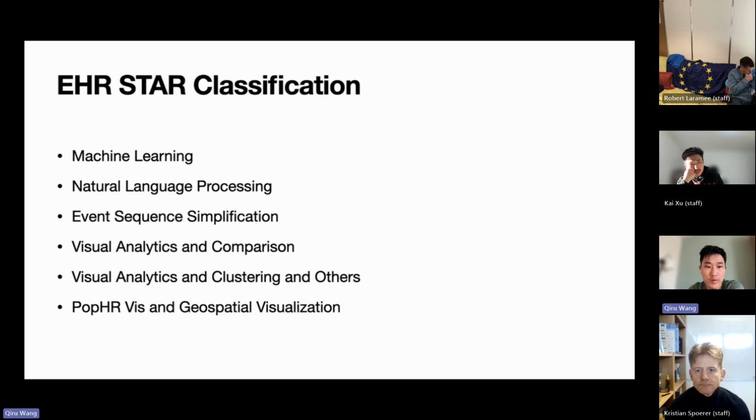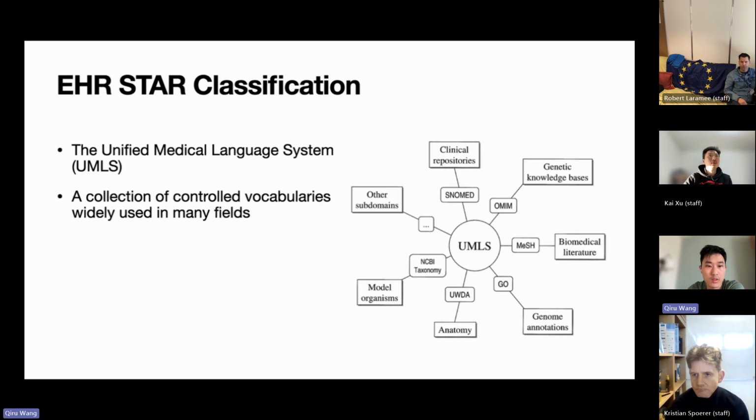In this survey, we classify EHR literature by 6 major themes identified during our literature research process. These themes contain techniques adopted by different researchers from different fields to support EHR research. And then we have this novel classification by the Unified Medical Language System, UMLS, which is a collection of controlled vocabularies widely used in many fields. By doing so, we are able to classify literature with different research focuses and disciplines. This removes the barrier to enable cross-disciplinary research.